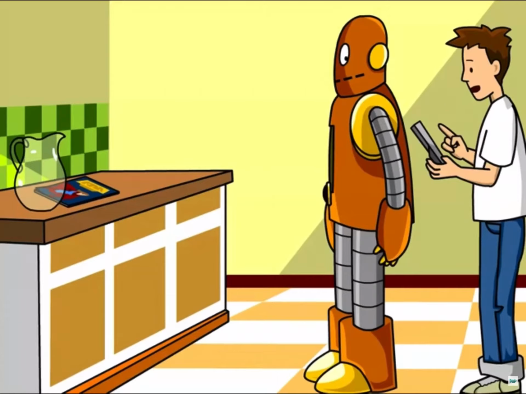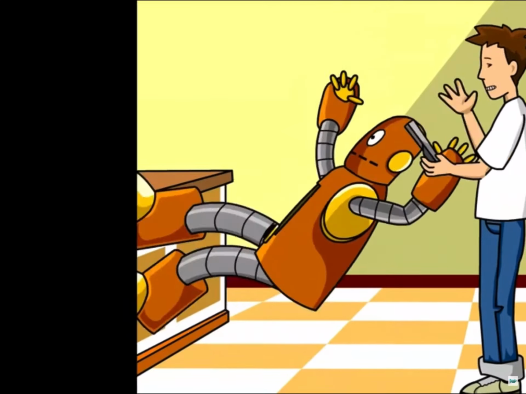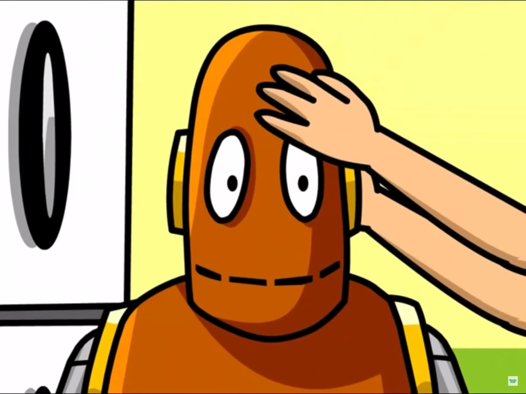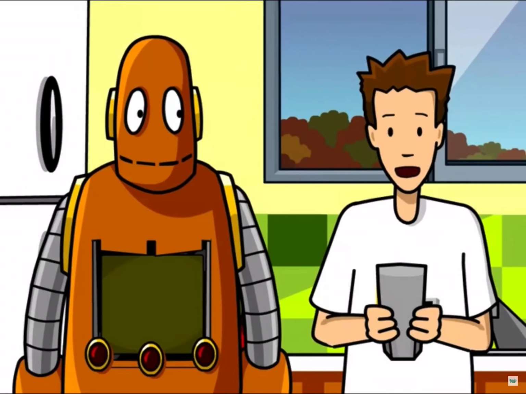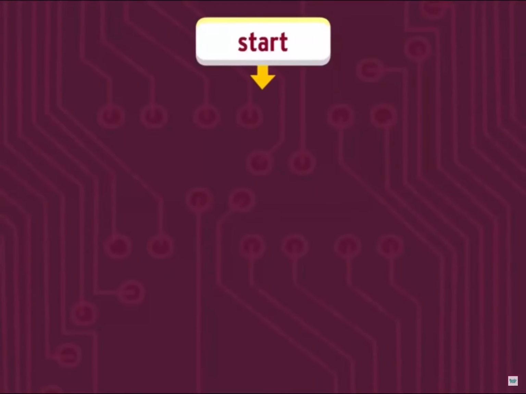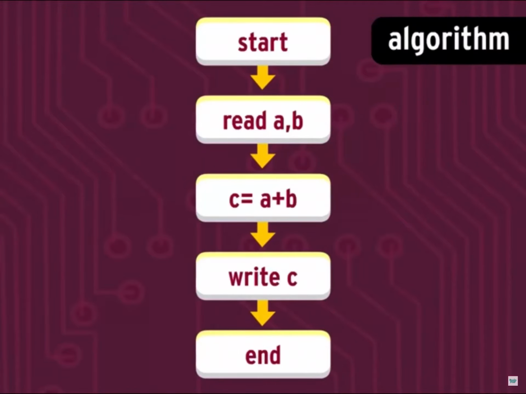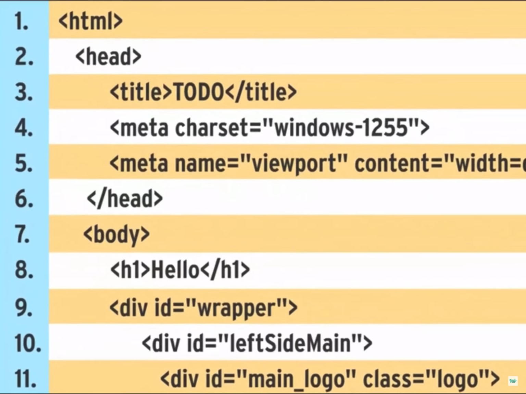Okay, Moby, walk to the counter. Alright, sorry about that. I have to remember that programs need to be really specific. They have to be step-by-step ordered instructions, an algorithm. That's why so many programming tools automatically number your lines of code.